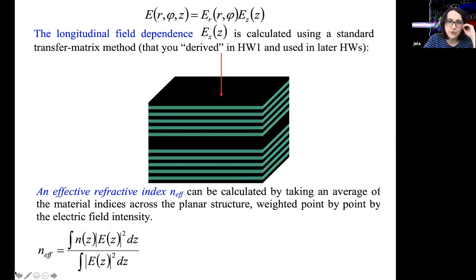So what you do, you find the effective index by looking at this integral. You are kind of averaging the refractive index by taking into account the distribution of your electric field that you found from the transfer matrix method. So this is n times the magnitude squared of E divided by the integral of the magnitude squared of E. That gives you some n effective.